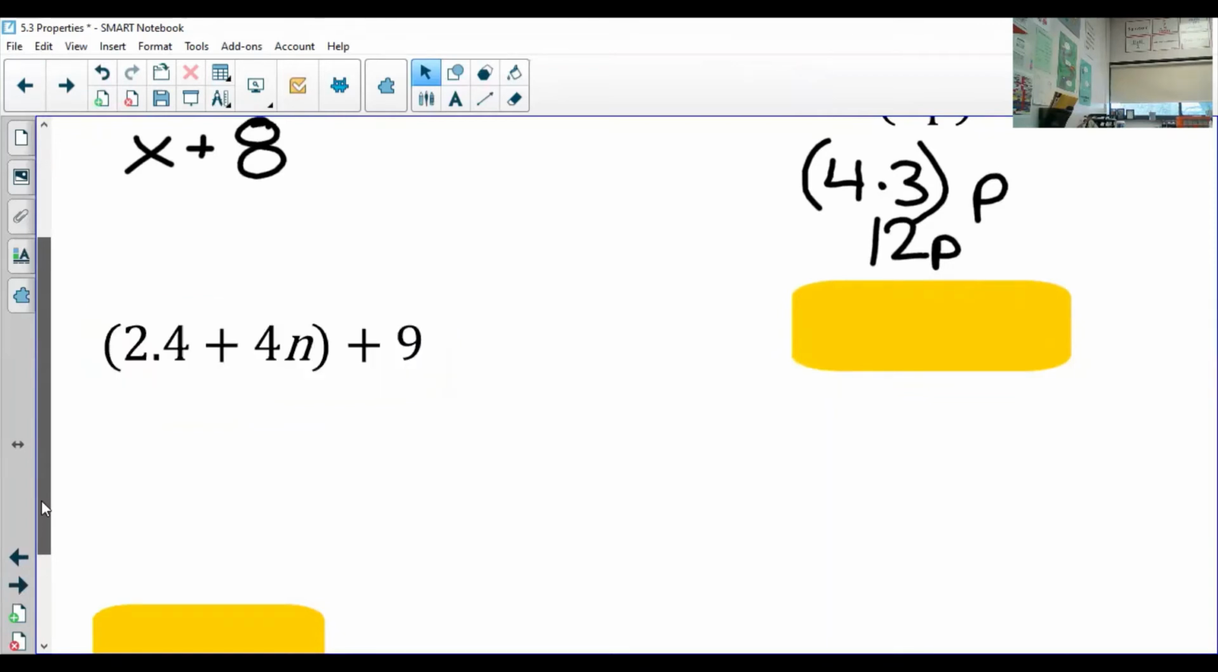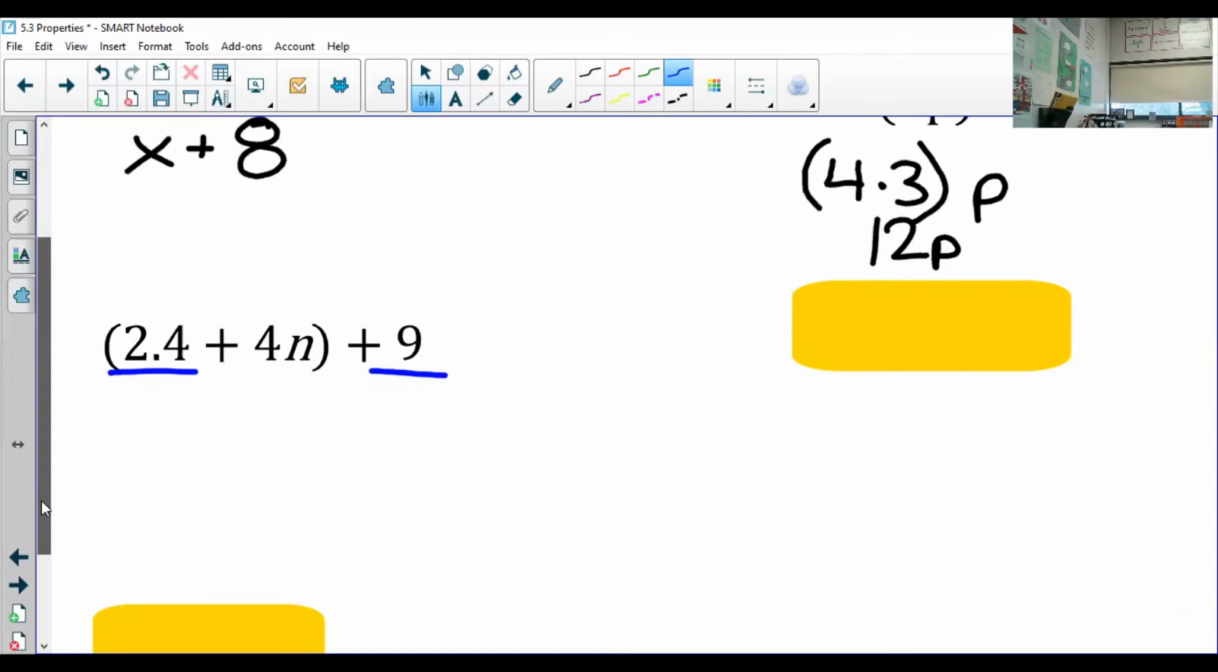So we have 2.4 plus 4n plus 9. Okay, well, let's think here. The numbers that I could combine are the 2.4 and the 9. I could combine those two. I cannot combine the 4n because the other two numbers don't have an n, so I can't put them together.